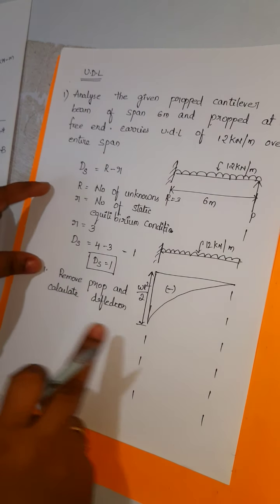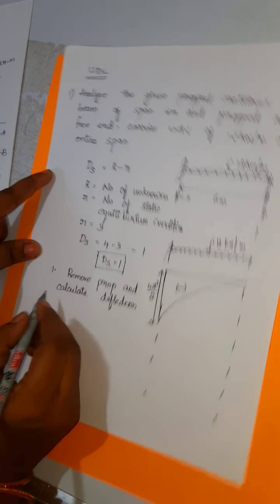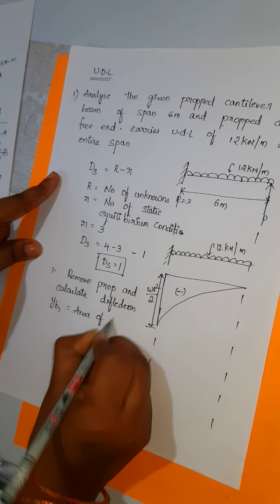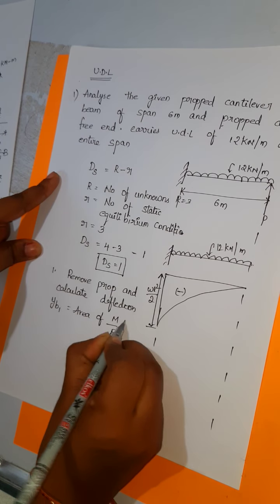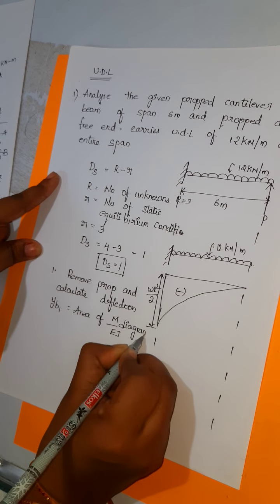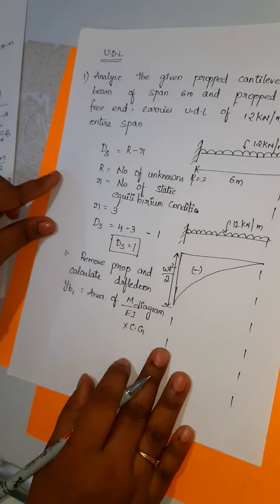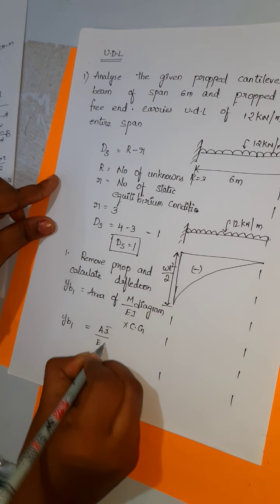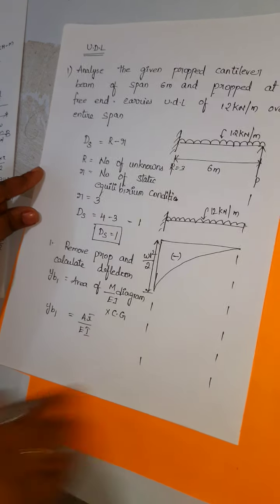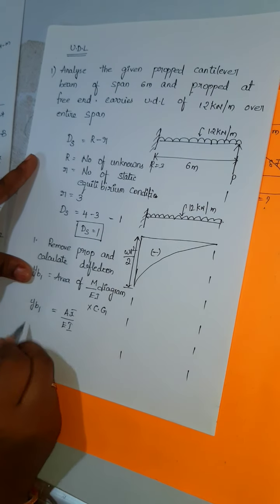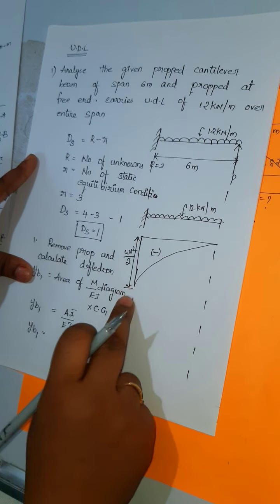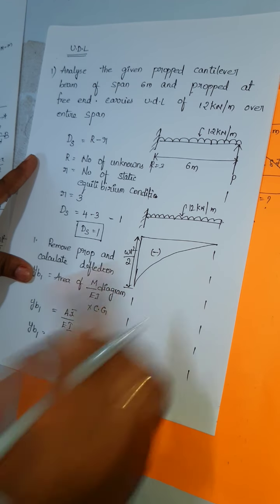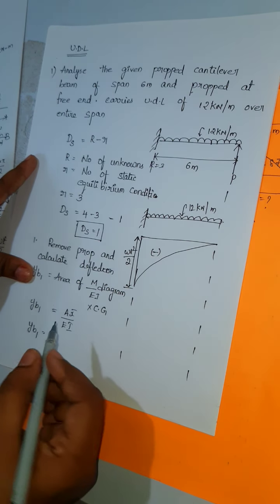First, now remove the prop and calculate the deflection. Here I am using the moment area method, which is the area of the M by EI diagram into the center of gravity. That is, YB1 is equal to A x bar by EI. So YB1 is equal to the area of this bending moment diagram. Since it is a parabola, what I have told you, what is the area?